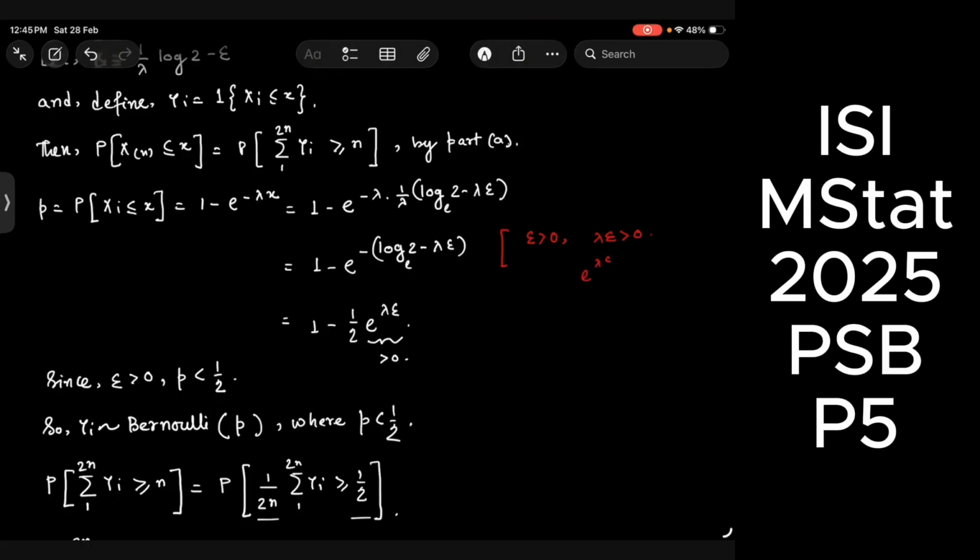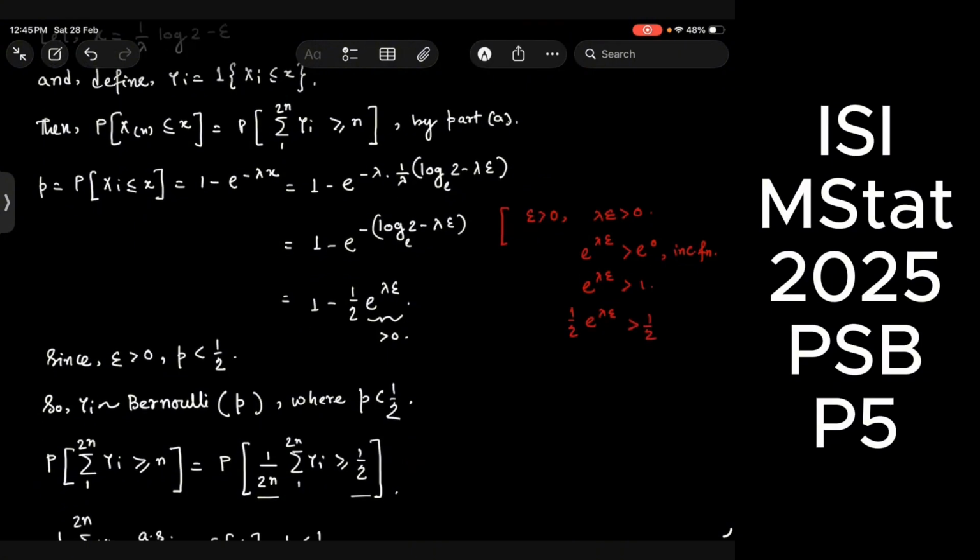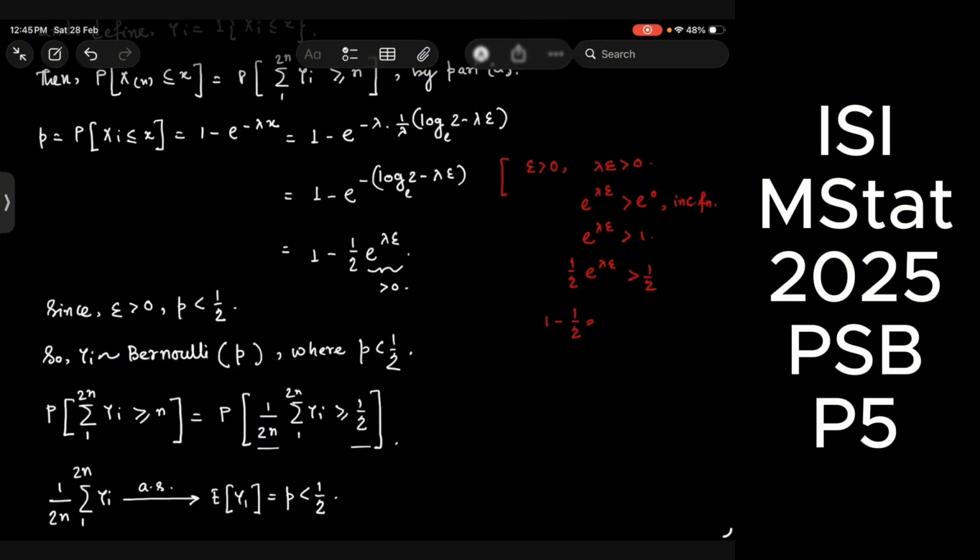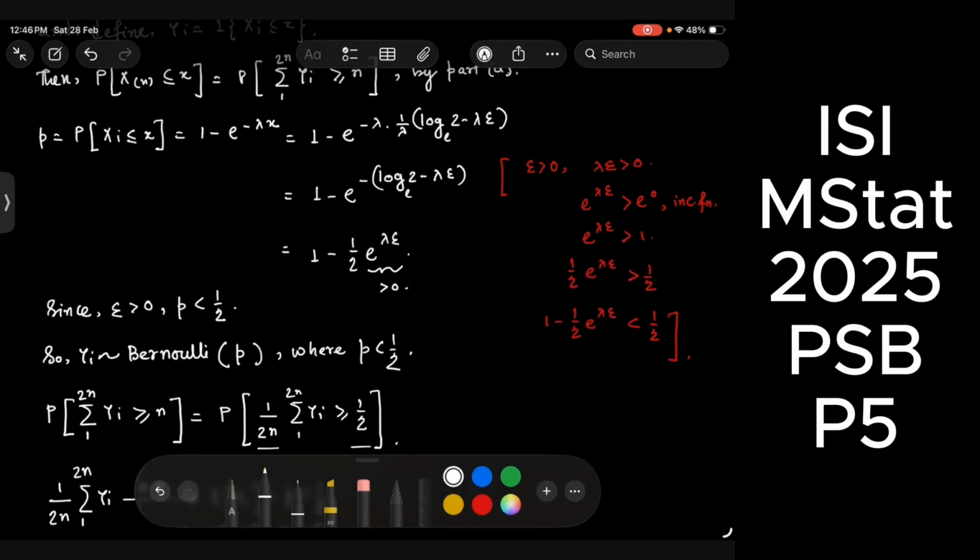So, okay, and also lambda greater than 0 is given, right?